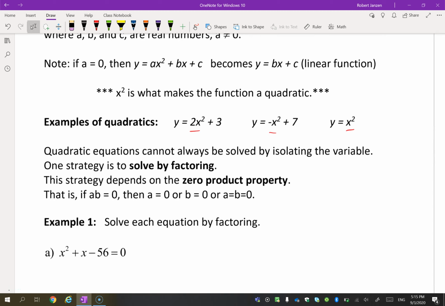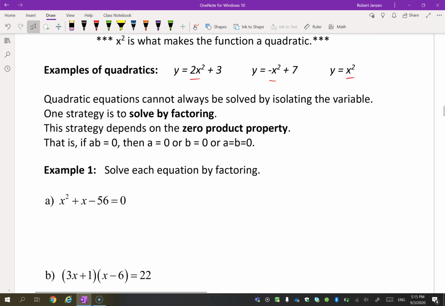One of the strategies we're going to use is to solve by factoring, and we're going to use the zero product property. That's something new. What is the zero product property? If you multiply two numbers together and you want them to equal 0, one of them has to be 0. How do we get a times b to be equal to 0? Either a has to be 0 or b has to be 0.